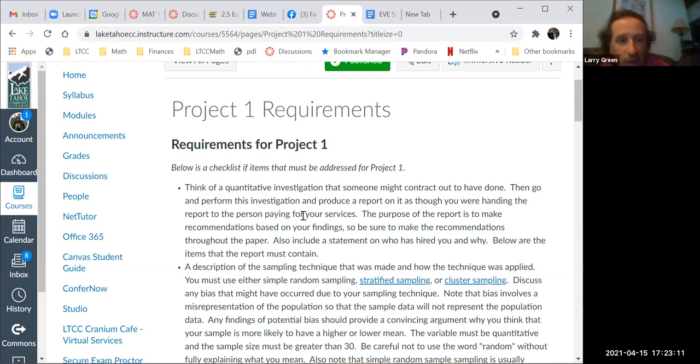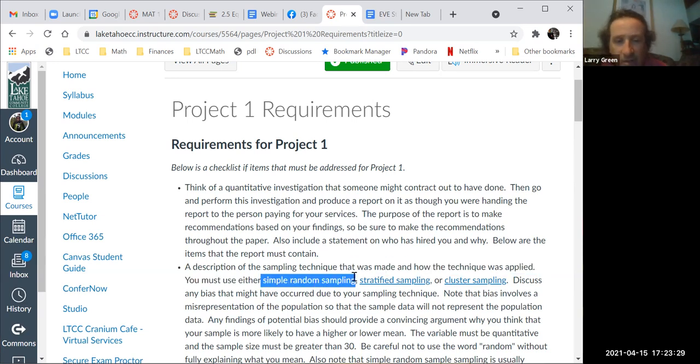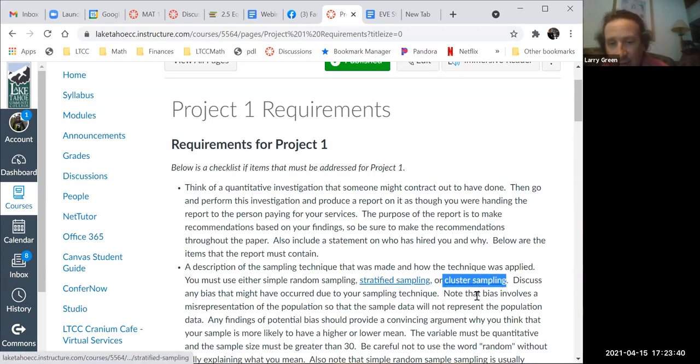It needs to be quantitative. Then you're going to think about how you're going to come up with a sample so that you can at least somewhat reduce bias. The requirement is that you can use simple random sampling, which I warn you is pretty much always impossible, so that's why I didn't even highlight it. Or you can use stratified sampling or cluster sampling. So just about all of you are going to use stratified or cluster sampling.